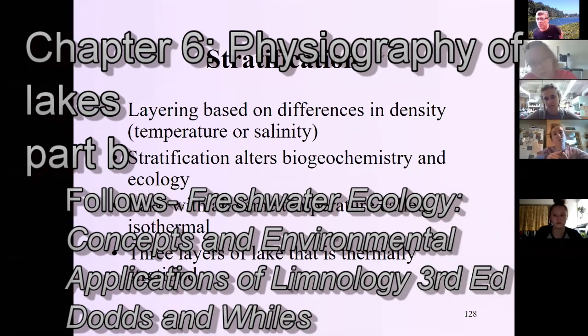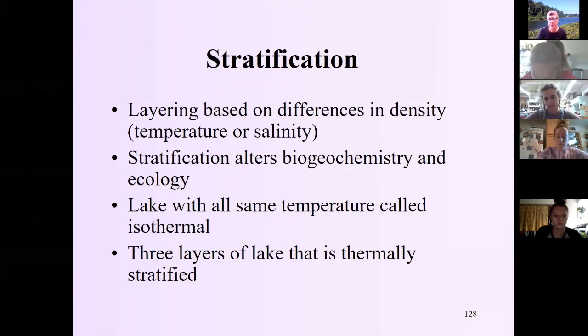So we finished morphology of lakes, and now we're going to go into some of the ways that lakes mix and water moves in them. The first part of this is stratification: layering based on differences in density, which can be driven by temperature differences or salinity differences. Stratification alters the biogeochemistry and ecology, and probably the most extreme way is when oxygen disappears out of the lower layers of the lake.